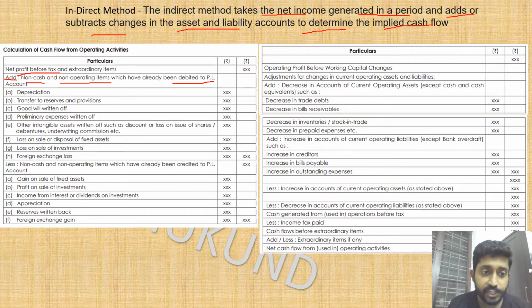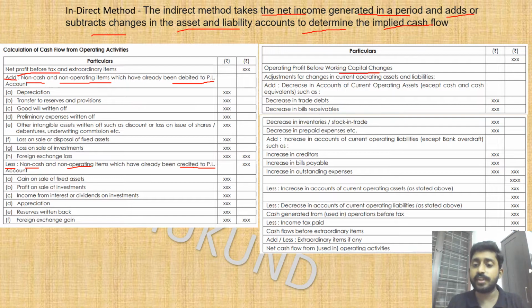Next, we will reduce all the non-cash and non-operating items that have been credited to the P&L. All these non-operating or non-cash-flow-impacting things which are already credited to the P&L have to be reduced or taken out of the P&L to find the corrected P&L balance. After finding the corrected P&L, we will do the working capital changes. What is working capital? Working capital is current assets minus current liabilities.